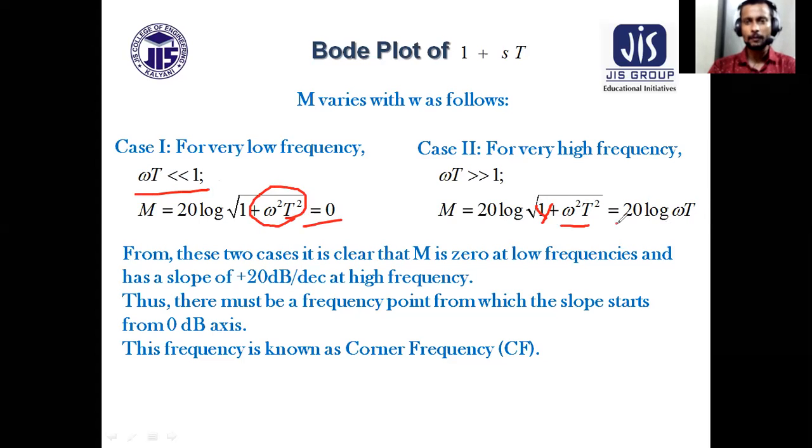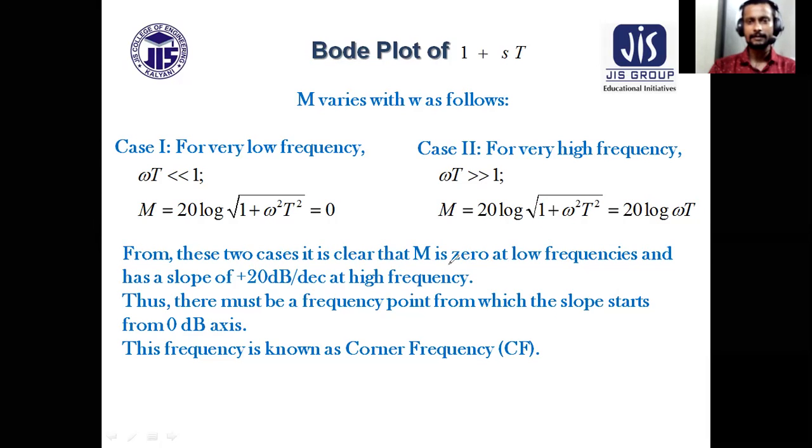So here the slope is plus 20 dB per decade. In the last case for the pole, the slope was minus 20 dB per decade. In this case, the slope will be plus 20 dB per decade. So again, from these two cases, it is clear that m is 0 at very low frequencies and has a slope of plus 20 dB per decade at very high frequency. So there must be a certain frequency point at which the slope changes from 0 to plus 20 dB per decade, which is known as the corner frequency.